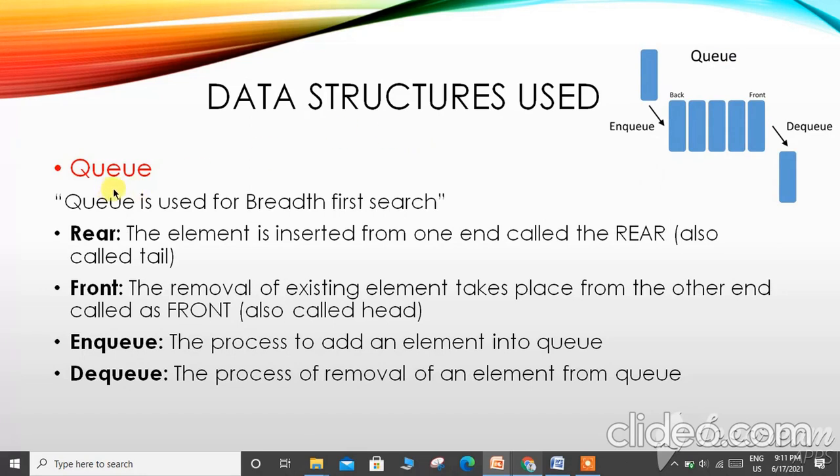So the queue data structure is used for breadth first search. As you can see here, the element is inserted from one end called the rear, means from the back or the tail, and the removal of an existing element takes place from the other end, that's called front. When we enqueue an element in the queue, that means when we insert an element into the queue, it will be inserted into the back, and when we dequeue the element from the queue, it will be removed from the front.